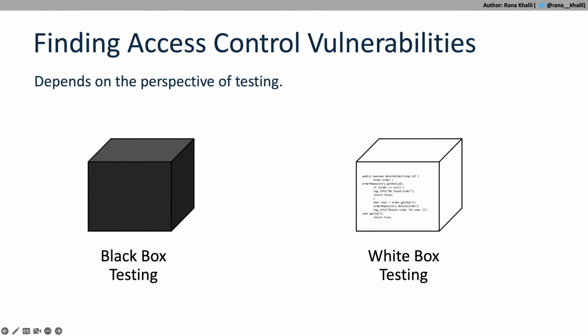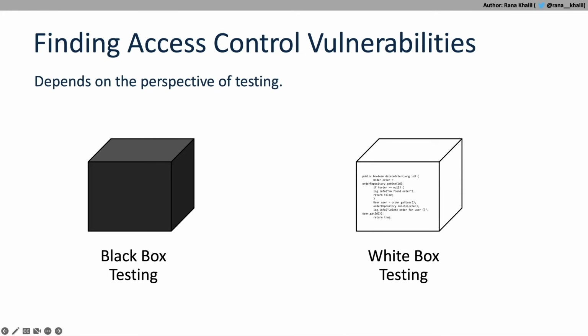I've decided to split this section into two categories depending on the perspective of testing. The two categories are black box testing and white box testing. For those of you that have never heard of these terms before, black box web application pen testing is when the tester is given little to no information about the system. Usually the only information that the tester has access to is the URL of the application and the scope of the engagement. Whereas for white box web application pen testing, it's the complete opposite. The tester would be given complete access to the system, including access to the source code of the application.